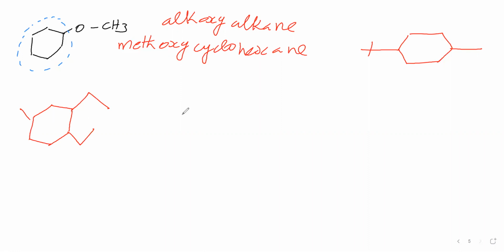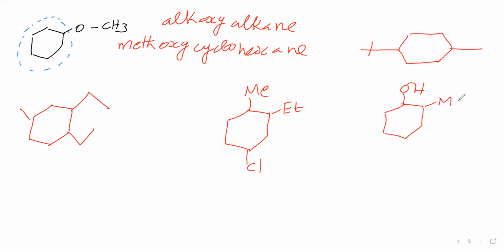Try the name of this compound. Next, we will go for this one. This is methyl, here ethyl, here chlorine. This name also you try it. Next we will take this compound. Here OH and here M. Okay, this compound name we will say.